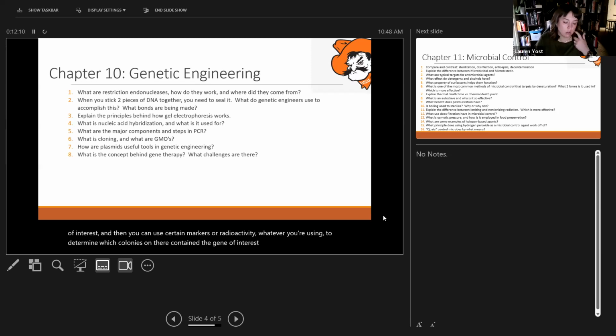So that would allow you to pick out of a population which group might have the gene that you're interested in. Maybe you're trying to put a new gene into bacteria so that it'll make a new protein or something. And if you're having a hard time doing that, you might use nucleic acid hybridization to be sure that the bacteria that you're moving ahead with actually has the gene that you're interested in.